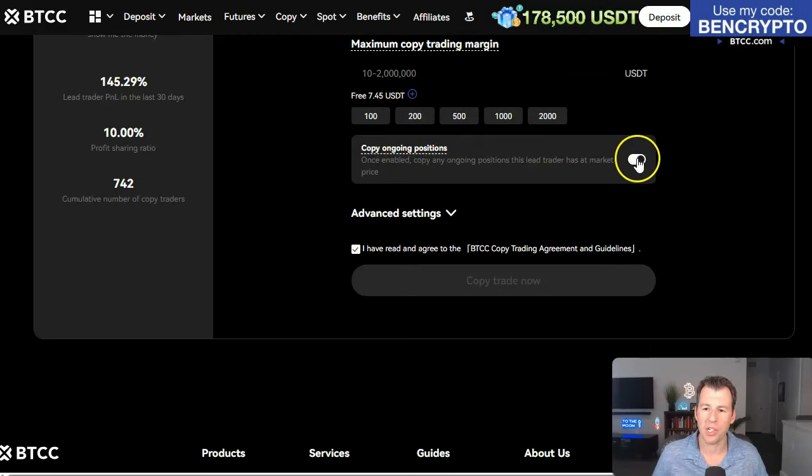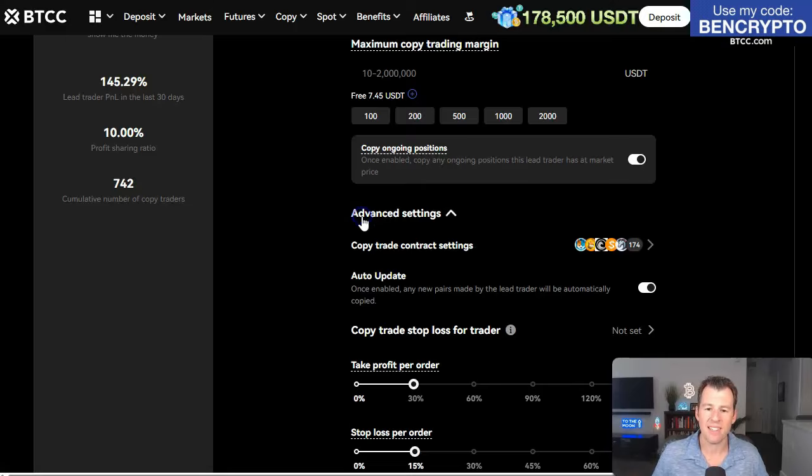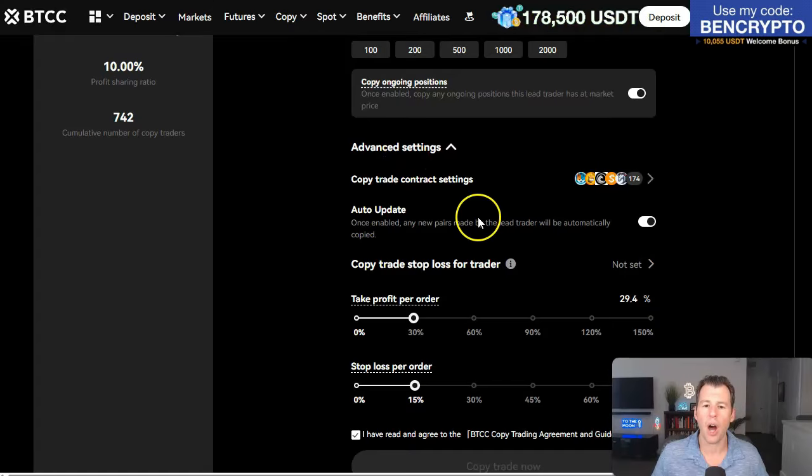Copy ongoing positions. This means if they have positions that are currently open at the time you start copy trading them, if you have it toggled on, you can immediately open up those exact same positions. Advanced settings. So first, let's go to this one here, auto update. You definitely want to have this toggled on. This just means going forward, if they open and close positions, you want to do the exact same thing. That's basically the whole point of copy trading.